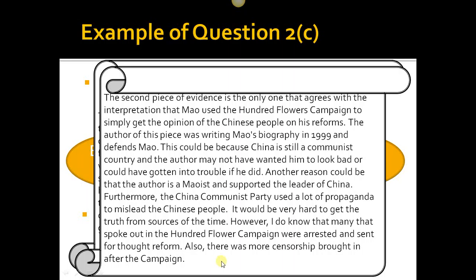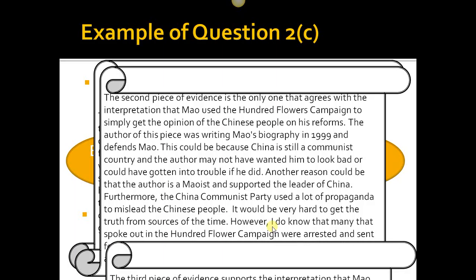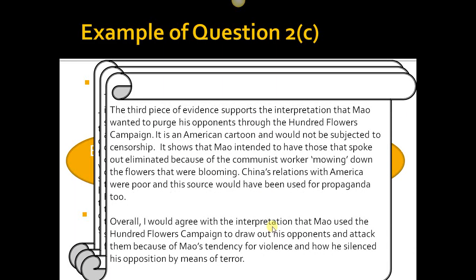Okay, so I've used my own knowledge there. I've taken part of that evidence too and rewritten, and I've also used the question to rewrite. But at the end then, I've kind of shown, well, yeah, I don't really agree with this, okay? And then finally, for the third piece of evidence, I've written the third piece of evidence supports the interpretation that Mao wanted to purge his opponents through the 100 Flowers campaign. Okay, he wanted to get rid of them through a purge.